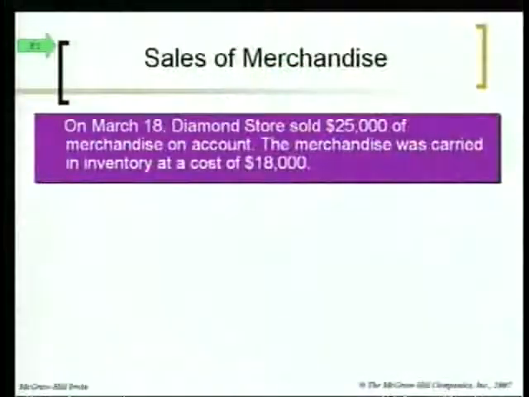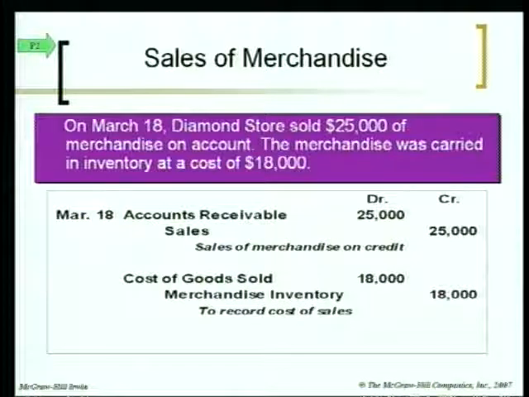When you sell merchandise as a retailer, look at how we do this. On March 18th, Diamond Store sold $25,000 of merchandise on account. The merchandise was carried in inventory at a cost of $18,000. The journal entries for this sale are as follows. Now note, very important, there are two journal entries, aren't there? There are two journal entries for a retailer who makes a sale in a perpetual inventory environment.